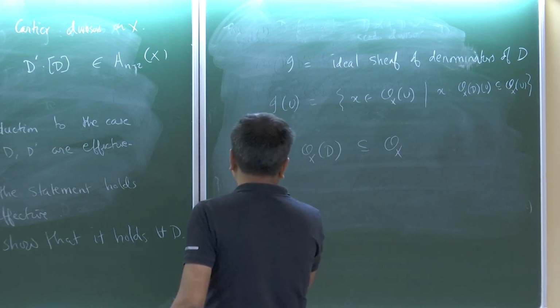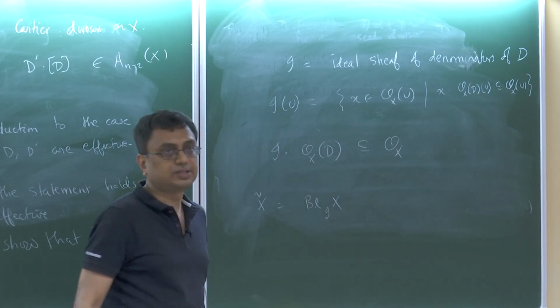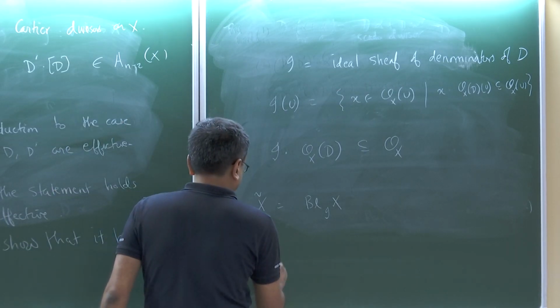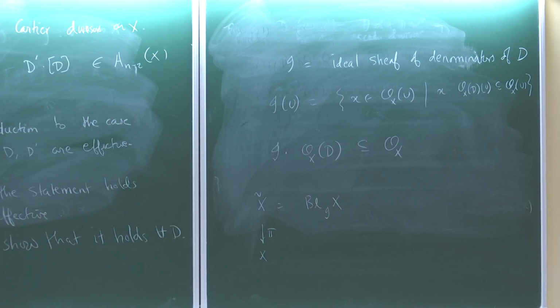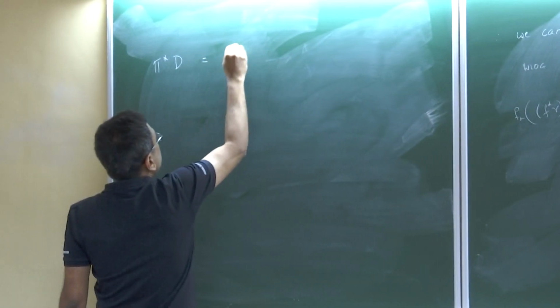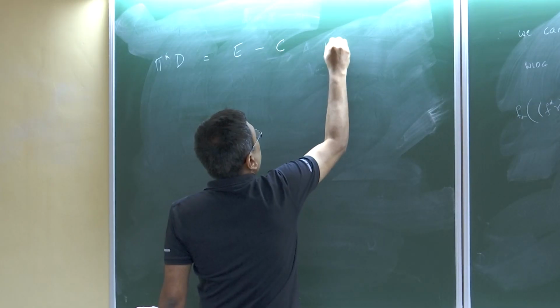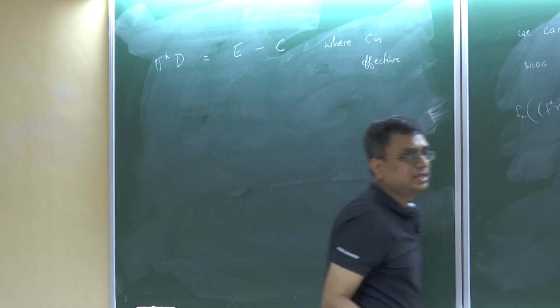So I have this ideal sheaf. Now blow up this ideal sheaf. So X tilde is the blow up of X at this ideal sheaf I. Okay. And let's say pi is the morphism from X tilde to X. Again, one of the results I want to assume from yesterday's tutorial is that if I pull back the Cartier divisor D to X tilde, then pi upper star of D actually is E minus C, where C is effective. Okay, so we did this yesterday.